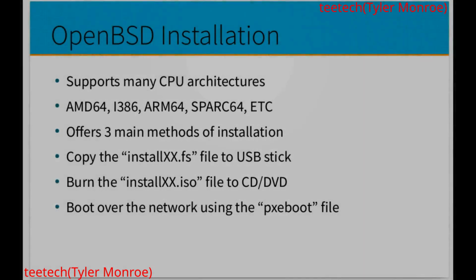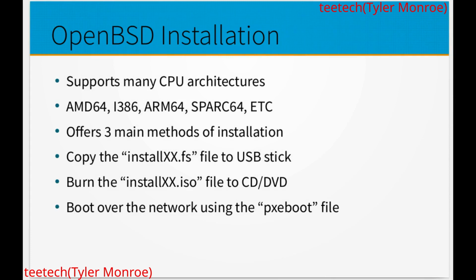Okay, so in Section 3, we're going to discuss how to install OpenBSD. OpenBSD does support many CPU architectures, so basically how your CPU processes information. It can range from a 64-bit CPU all the way through to SPARC64, ARM64, and many more. The main ones we usually use are AMD64 and i386.